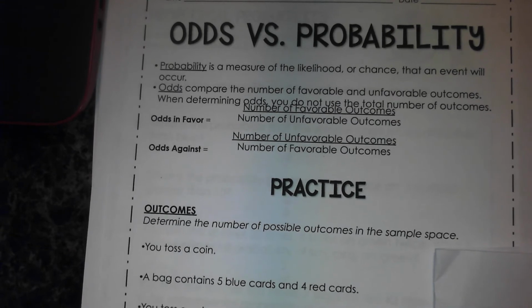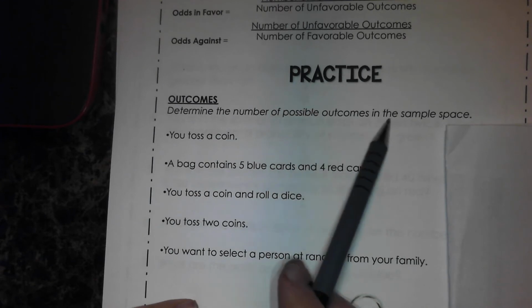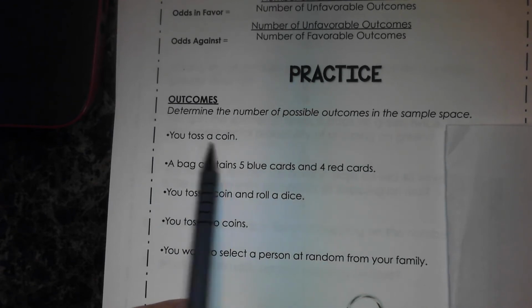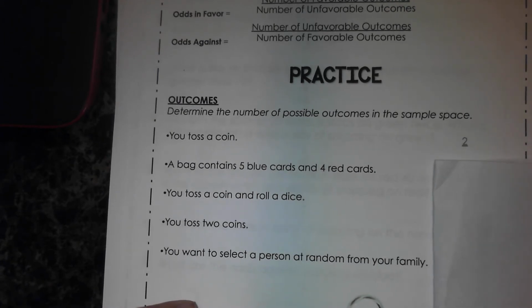Okay, outcomes here. We're going to come up with the number of possible outcomes in a sample space. So you toss a coin. It can be heads, it can be tails. So the total number of possibilities is 2. A bag contains 5 blue cards and 4 red cards. So you would multiply 5 times 4, there could be 20 possible ways. So if you're picking 2 cards out of there, it'd be 20 possible ways.